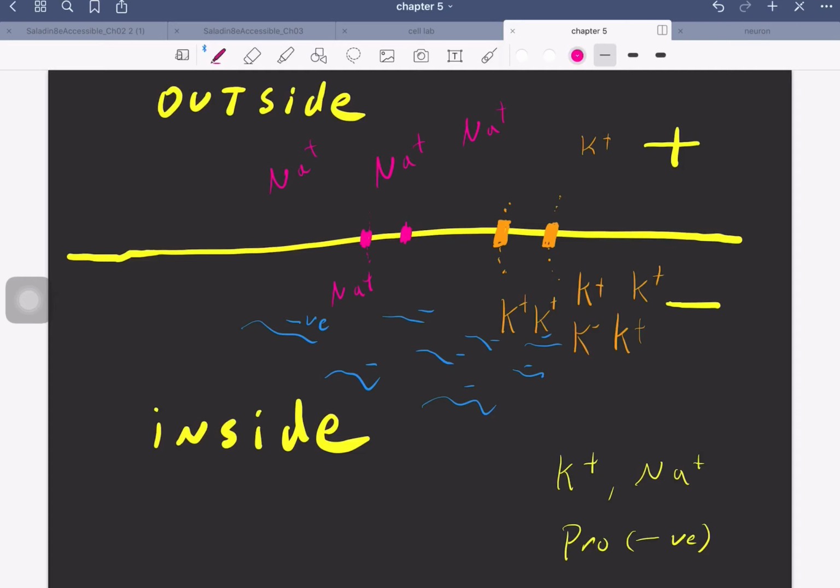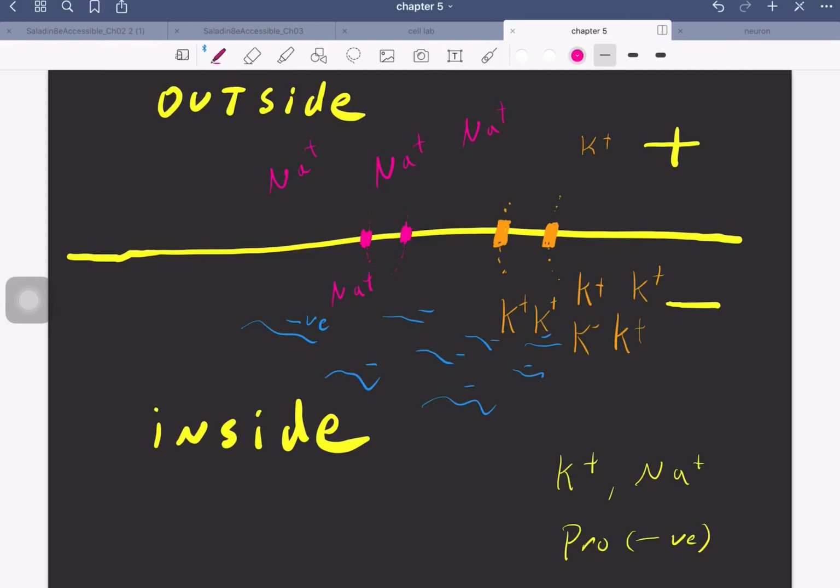then we can have a little bit of leakage out, but that's a very small amount. It's really the potassium that moves quite easily. So now what we have to do is look at another aspect, and the next aspect is the sodium-potassium pump.